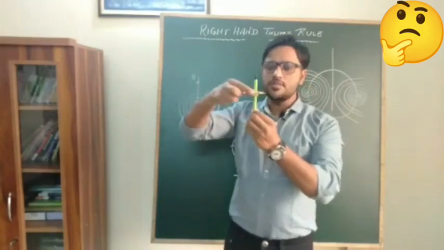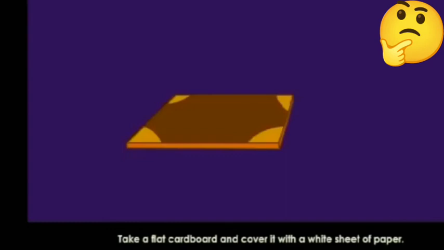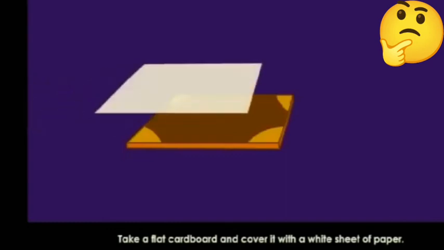Around it is in the form of concentric circles. Magnetic field around a straight conductor can be understood by the following activity. We will take a flat cardboard and cover it with a white sheet of paper.